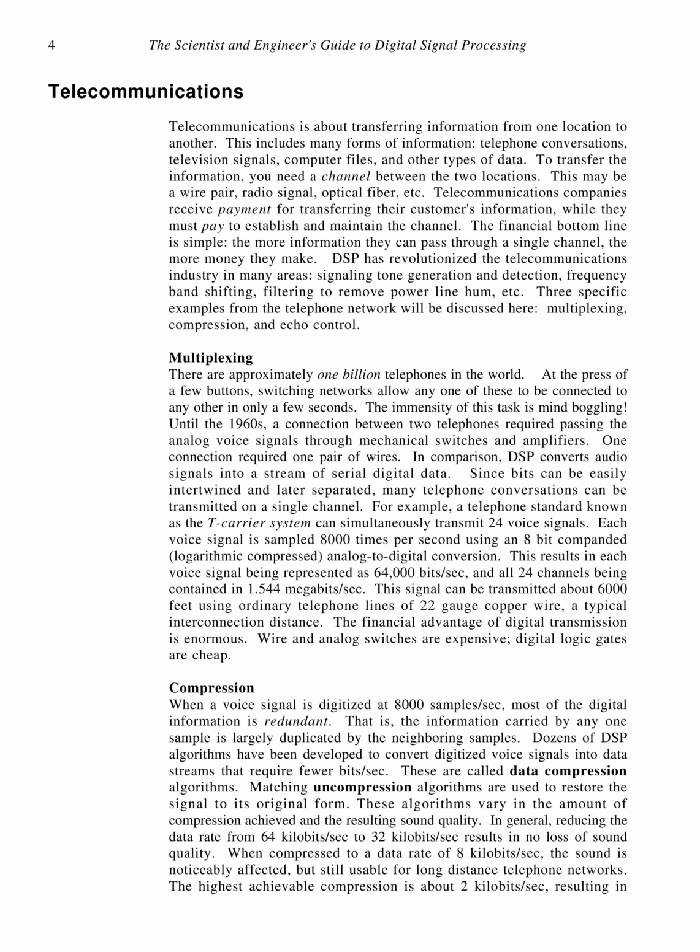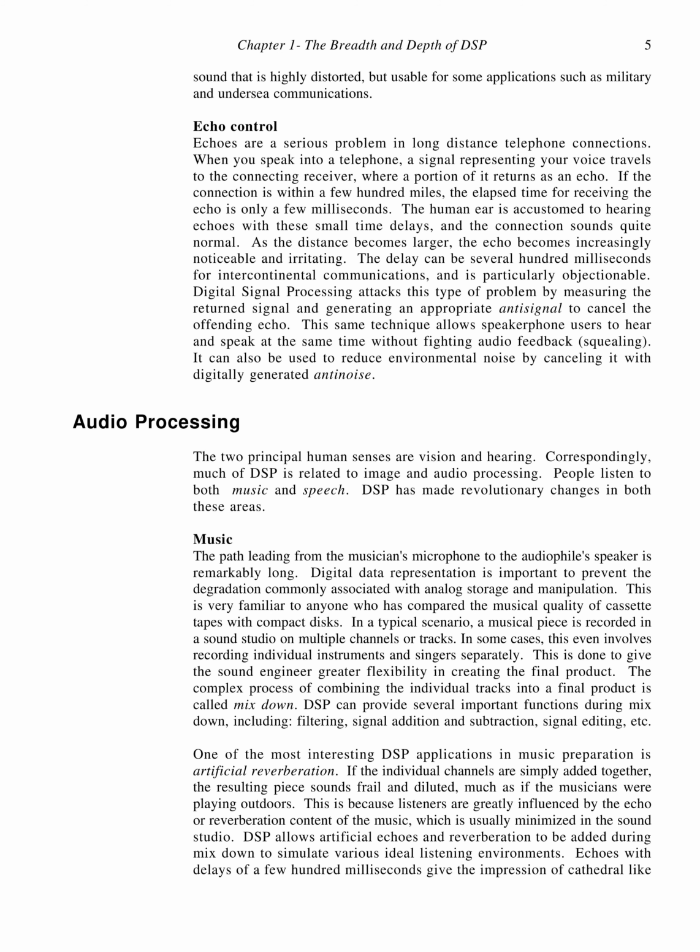In general, reducing the data rate from 64 kilobits per sec to 32 kilobits per sec results in no loss of sound quality. When compressed to a data rate of 8 kilobits/sec, the sound is noticeably affected, but still usable for long-distance telephone networks. The highest achievable compression is about 2 kilobits per sec, resulting in sound that is highly distorted but usable for some applications such as military and undersea communications.